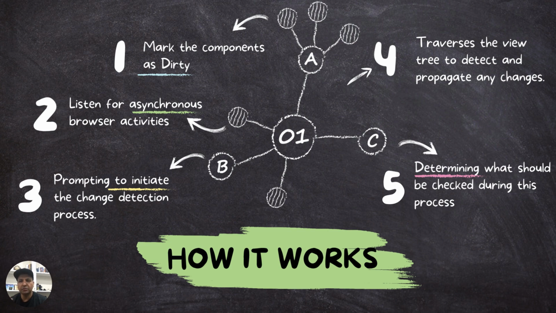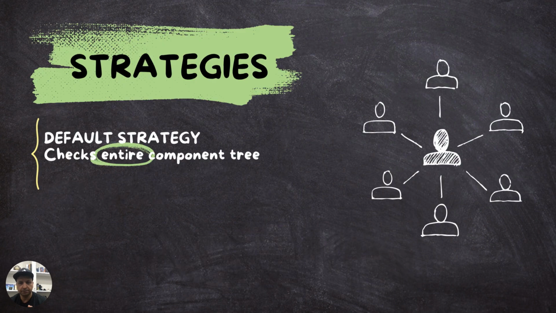And when it's time to determine what should be checked during that process, Angular relies on different criteria for checking that component, inspecting various flags associated with the view and its mode to determine if any updates are necessary. And if updates are needed, then a component template gets updated by calling the refresh view method. So now you have a little bit of an understanding of how change detection works.